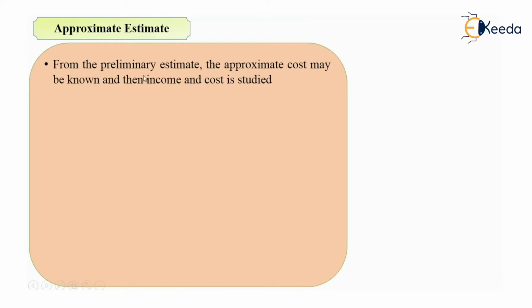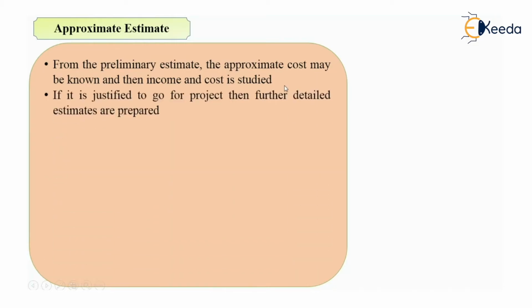Then from the preliminary estimate, the estimated cost may be known, and then income and cost are studied. The preliminary estimate is nothing but the initial estimate of a particular building or a structure, where the approximate cost will be found out first. Then depending upon that, you can decide what the income will be and what the cost will be. Then if it is justified to go for the project, further detailed estimates are prepared.